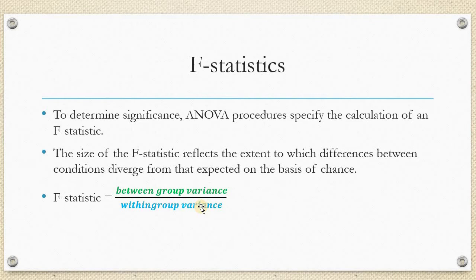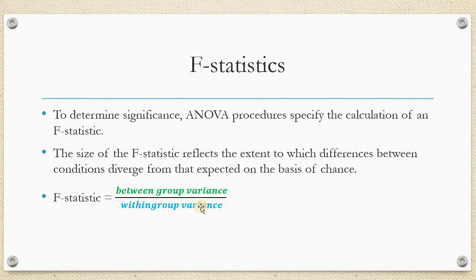It was introduced by Dr. Fisher, and the size of the F statistics reflects the extent to which differences between conditions diverge from what is expected on the basis of chance, whether your variance is coming as a matter of chance or is significant enough. F statistics is nothing but the ratio of between group variance and within group variance.